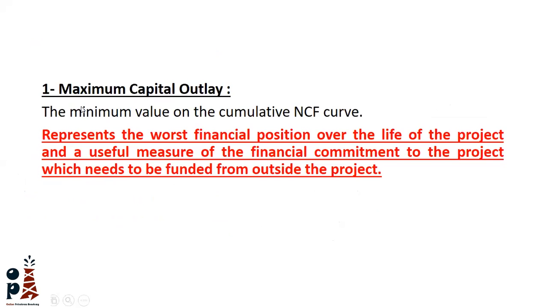So the maximum capital outlay is the minimum value on the cumulative net cash flow curve. This is the maximum negative you can reach as a company, and it represents the worst financial position over the life of the project, which is what we call the exposure, that the company has to expose itself to in the worst case. It is a useful measure of financial commitment to the project, which needs to be funded from outside the project. So if you don't have this money, the financial management should find a way to fund this project from outside.